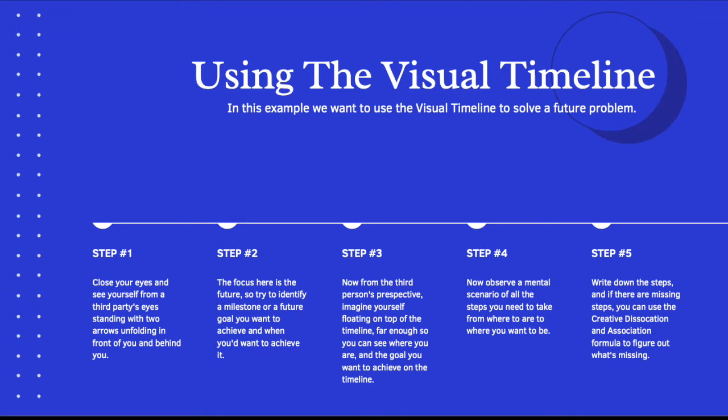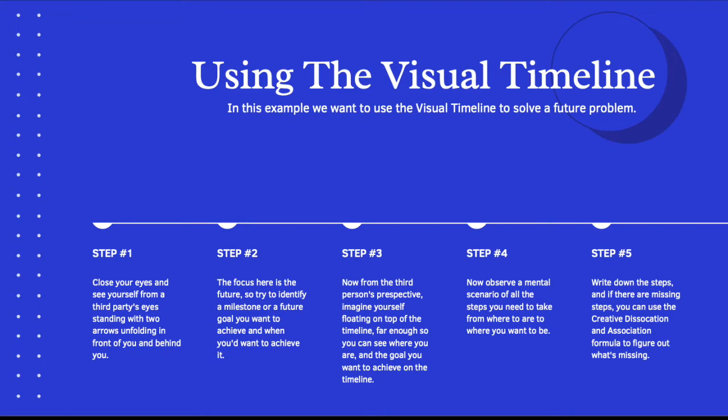Step number one, and even before step number one, you do want to identify what future problem you're trying to solve, or what goal or milestone you're trying to reach. And step number one is that you will close your eyes and see yourself from a third party's perspective. So imagine that wherever you are now, if you close your eyes, this other version of you gets out of your body and starts floating on top of you. And as it floats on top of you, you can see the two big arrows.